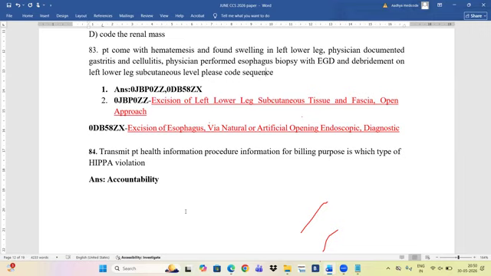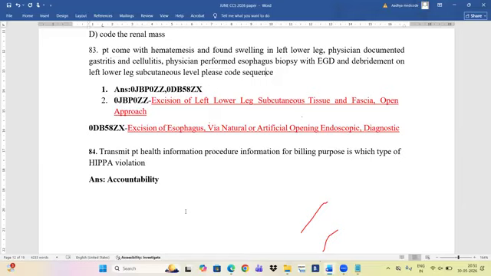Excision, or debridement: excision, open, and percutaneous. I didn't get you. So excision. Which one? Upper maxilla, sir. Debridement was open.